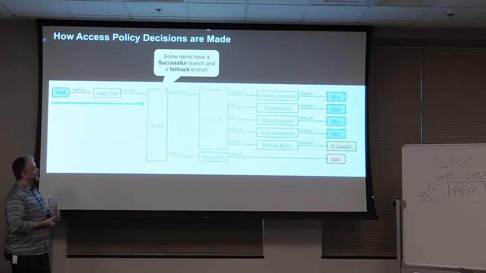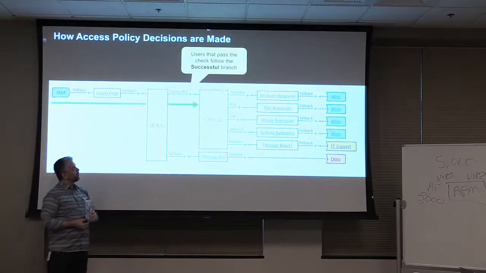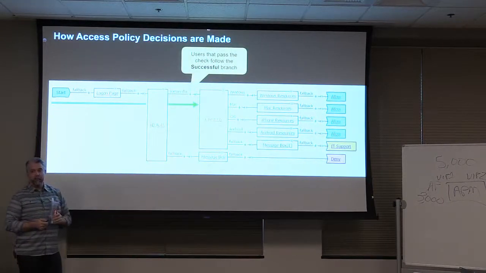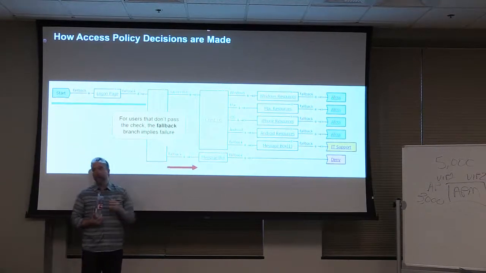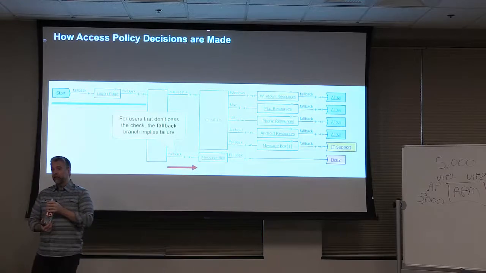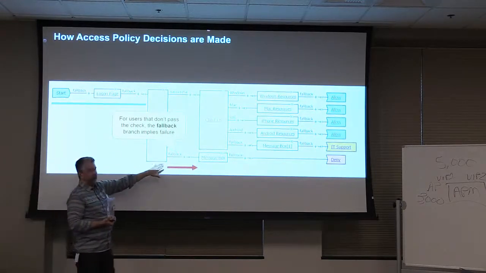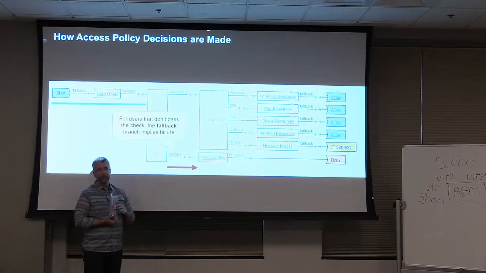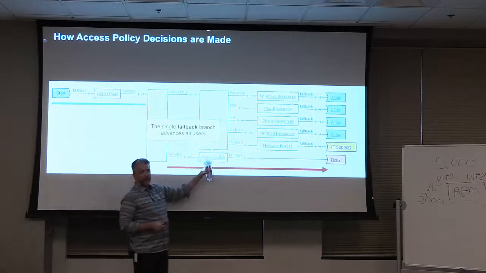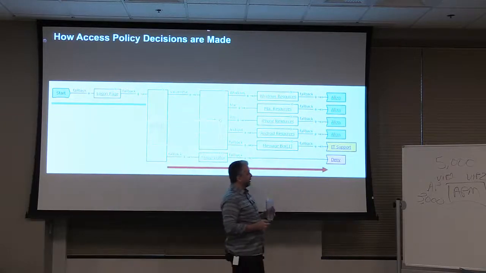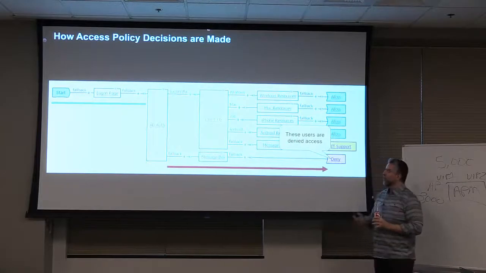That's my text notification. So in this case, if they did log in successfully, they move along that branch. If they didn't, in this scenario, the fallback branch really should say failure. Success at the top, failure at the bottom. These are the people that failed whatever check we were doing. And then these users all get information, they all go to the fallback branch, and they're all denied access. That's how they end up there if they didn't authenticate successfully.